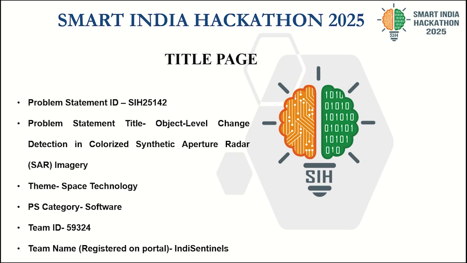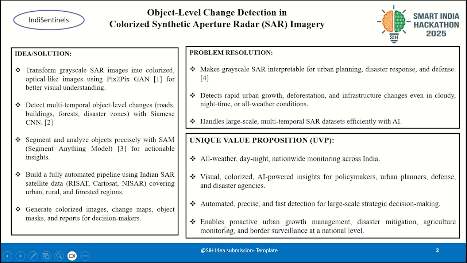I am here to present the problem statement titled Object Level Change Detection in Colorized SAR Imagery under the Space Technology theme. The team ID is 59324 and the team name is Indie Sentinels.